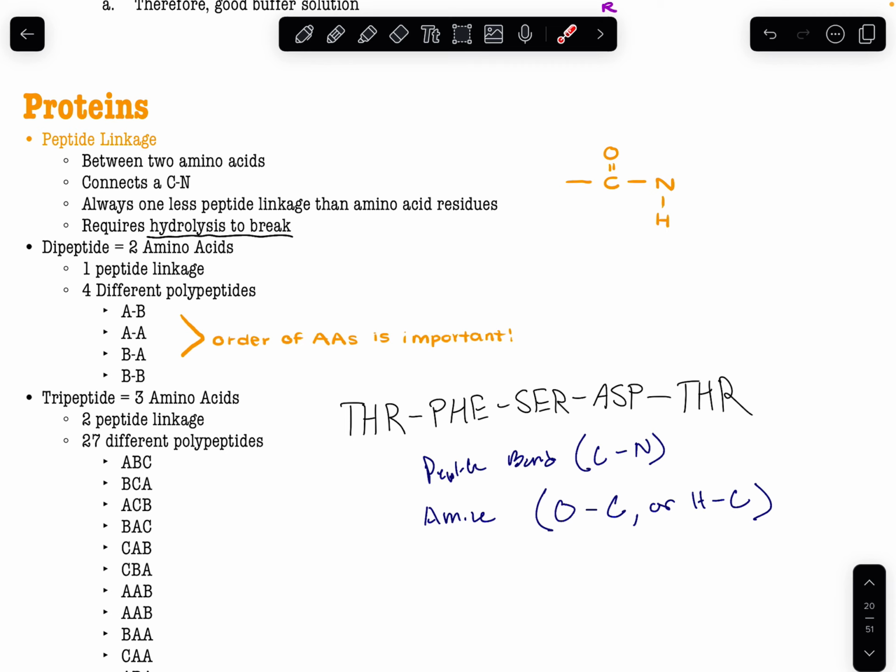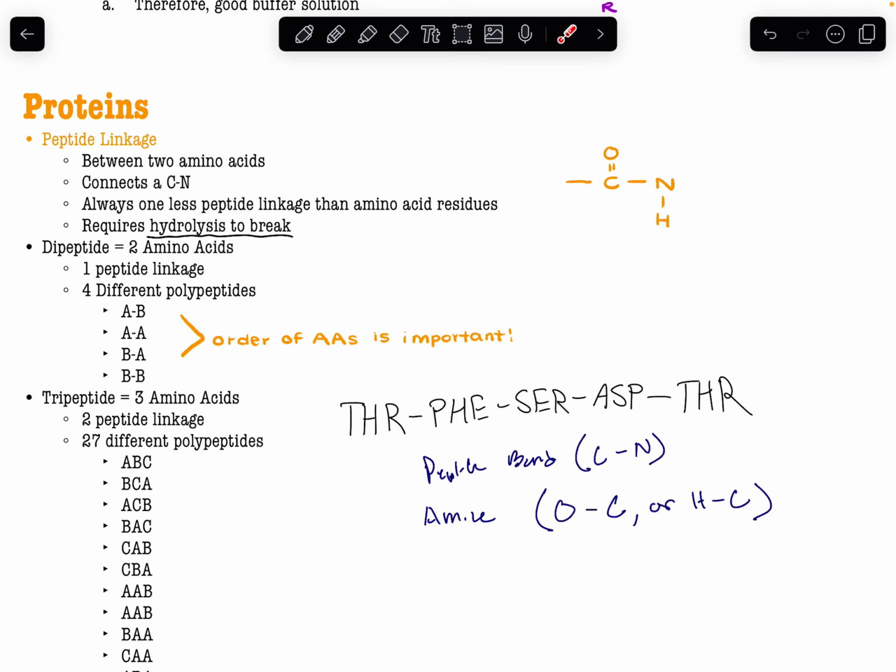So now we're going to move into the fun stuff. Proteins. Proteins are kind of cool. They hold a lot of functions in our body. Really, there's a lot of conformation changes that go along with them, pertaining to primary, secondary, tertiary, quaternary structures. We're going to get into that in a second.